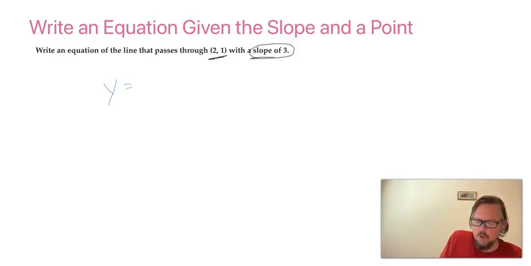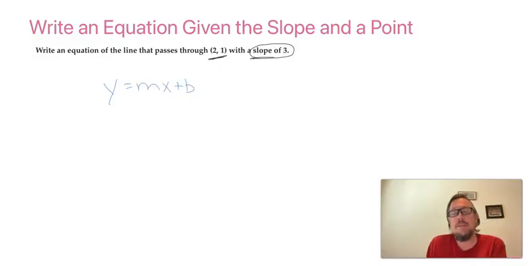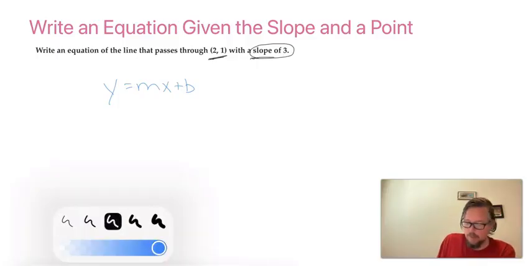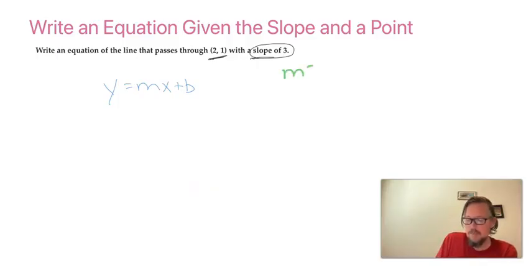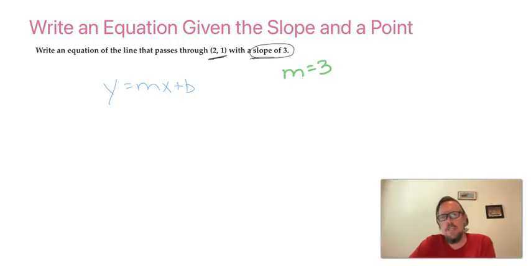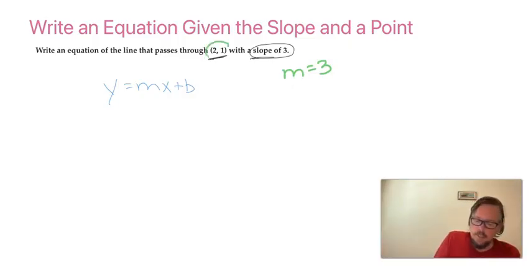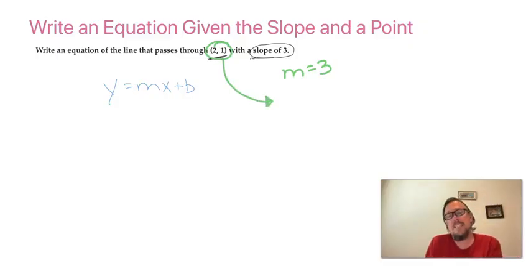Remember that slope-intercept form is y = mx + b, and we need both m and b. And in this problem, we have one of those two things. We know that m is 3. We don't know b, but we have something almost as good. This 2 and this 1 right here are giving us every other piece of slope-intercept form besides the b.